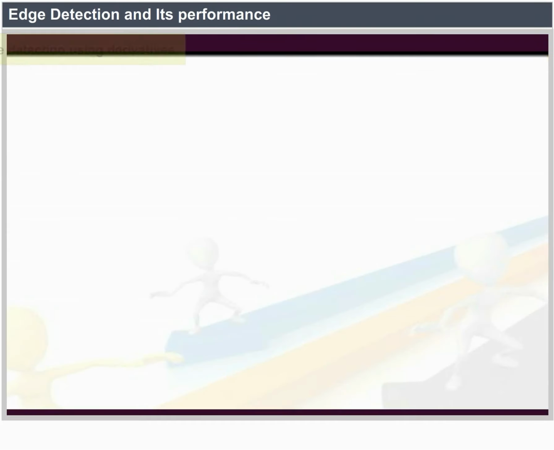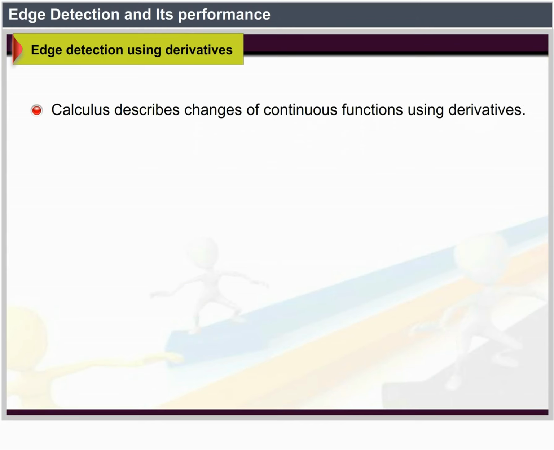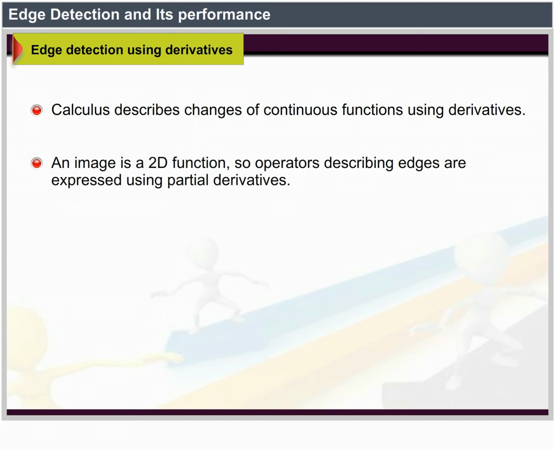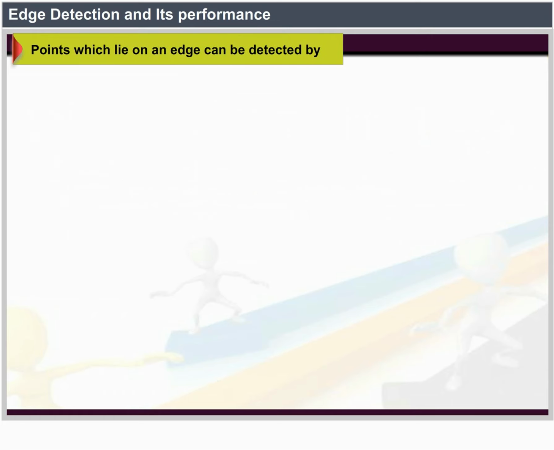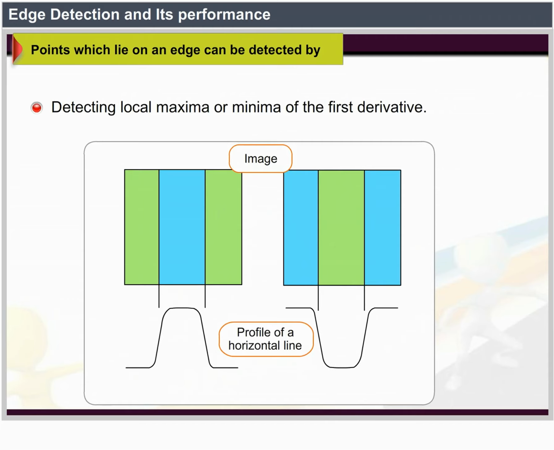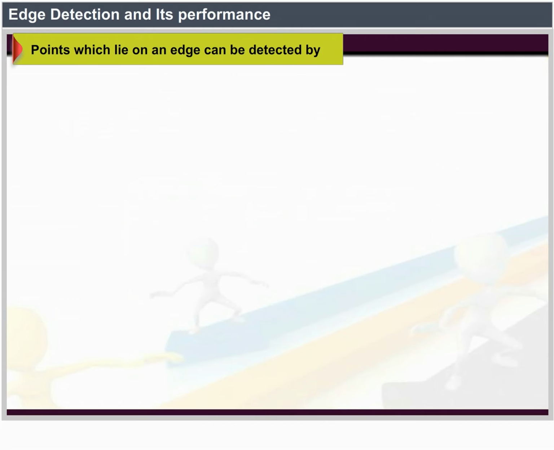Edge detection using derivatives. Calculus describes changes of continuous functions using derivatives. An image is a 2D function, so operators describing edges are expressed using partial derivatives. Points which lie on an edge can be detected by detecting local maxima or minima of the first derivative, or detecting the zero crossing of the second derivative.